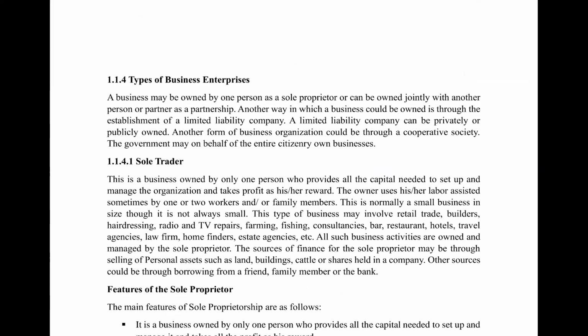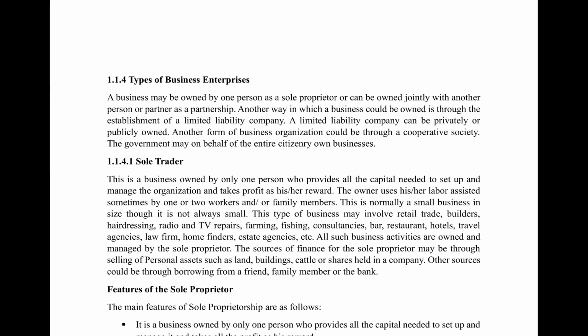It is very important for you to understand this unit because all the businesses that we see belong to at least one of these enterprises that I'm going to introduce you to. These are the different types of business enterprises. And so the first business enterprise that we have is called the sole proprietorship.